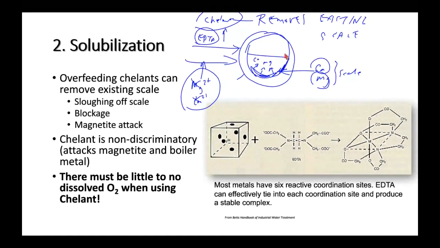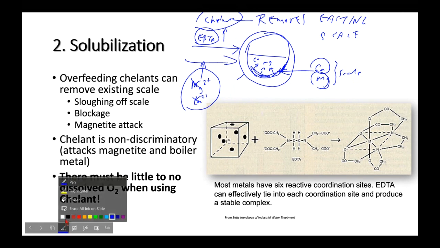So that's fine if you've got existing scale, but we don't want this to go too fast, because then we're going to get large chunks of scale going into the downcomer, bottom header. It's going to block off flow. It's going to cause flow restrictions and things like that. And then the other thing is, what if it doesn't find any calcium magnesium? What if the calcium magnesium is removed within the first month or so of overfeeding, but you keep overfeeding EDTA? Then the chelant is going to find other metals to combine with.